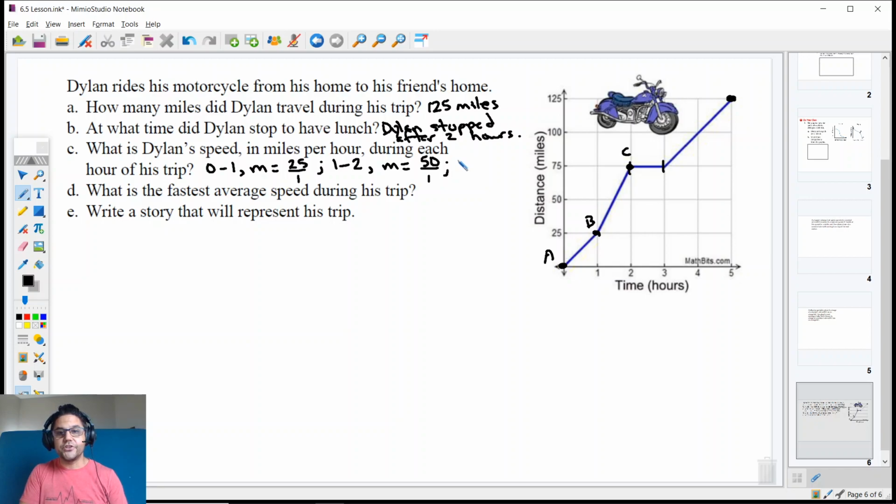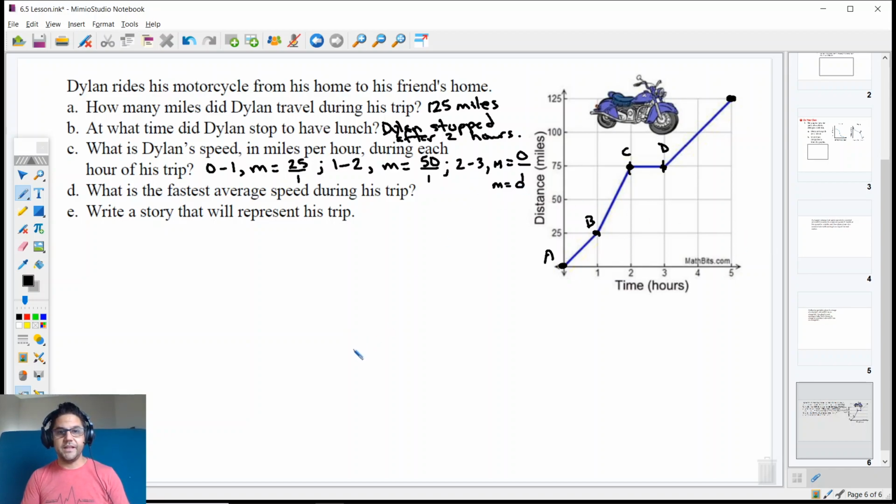All right. Let's see. We got 2 to 3. That's still going to be an hour. Running out of room there. And again, that's going to be part D. Oh, wait a minute. That makes sense, right? Because C to D, they were not going at all. So that's 0 over 1 or just 0, slope of 0. So 0 miles per hour.